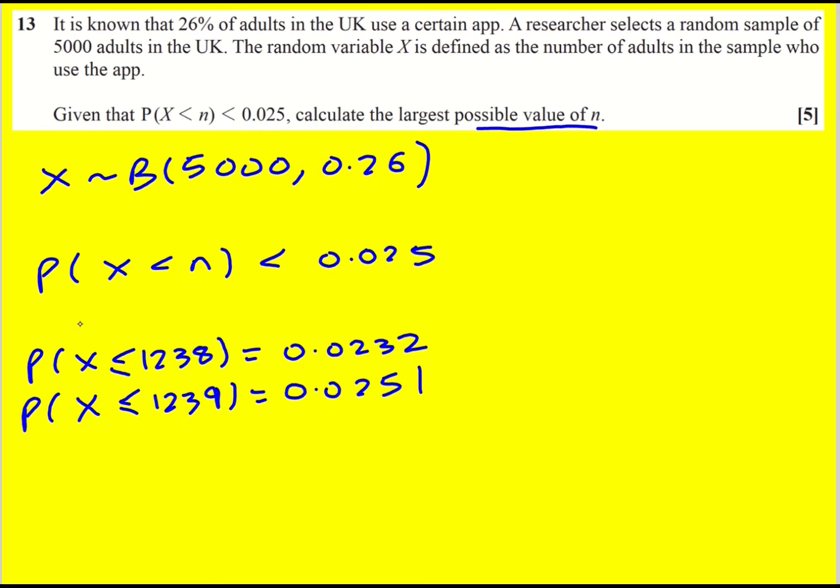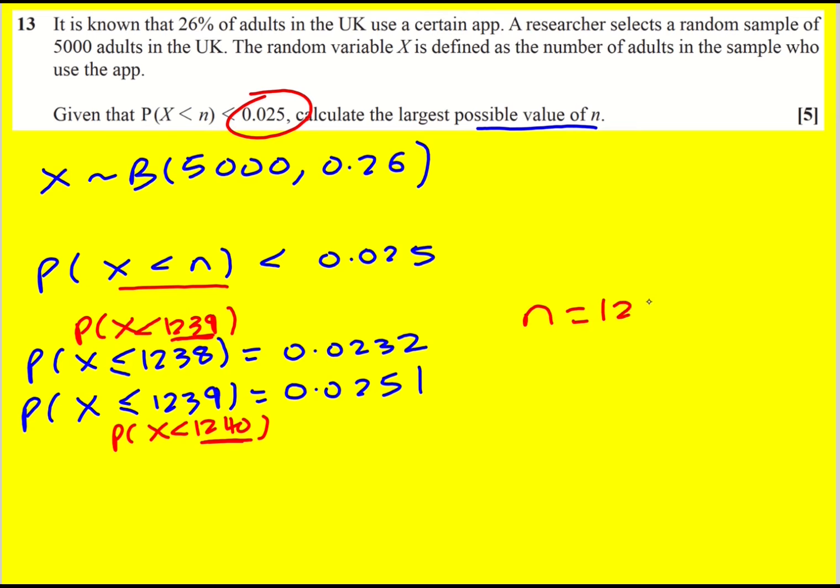It should be noted that this is the probability that x is less than 1,239, and this is the probability that x is less than 1,240, because we do have that here. And so I can see that 1,240 is too big, just about. So 1,239 is the largest possible value of n that gives me a probability less than 0.025. N equals 1,239.